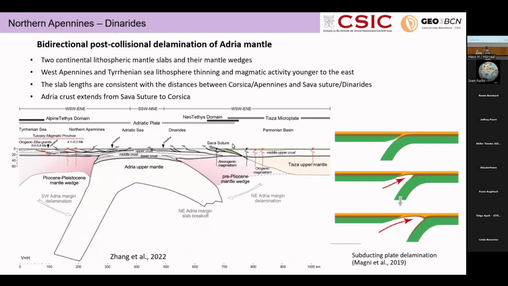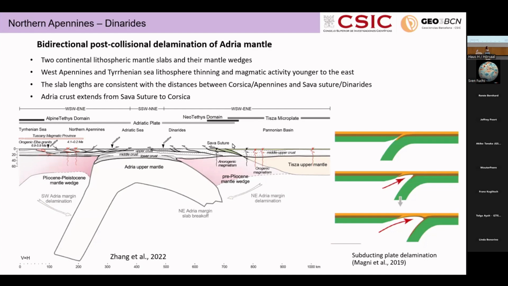What we understand about this delamination is, like a subducting plate delamination. The plate was subducting, then at some point, the oceanic part, and then there is the collision where the continental lithosphere tries to subduct but is more buoyant, and then there is this upper mantle, sublithospheric mantle, going up and peeling the lithospheric mantle of the Adria plate.